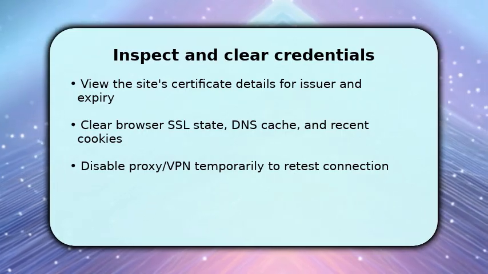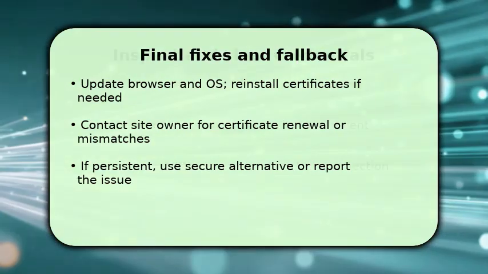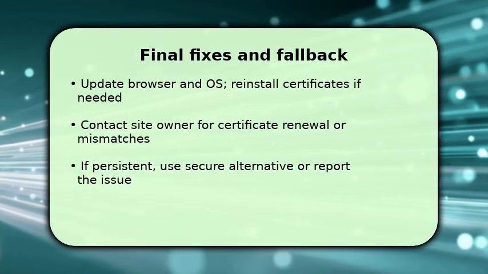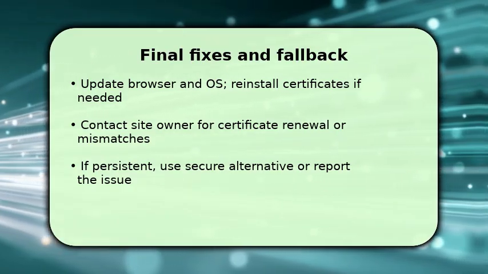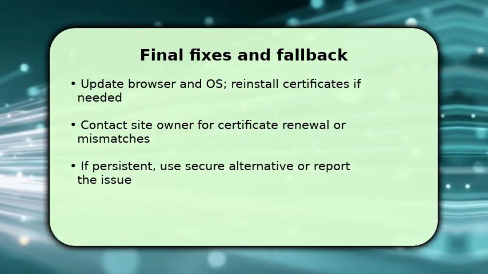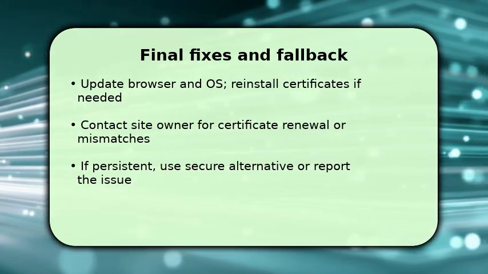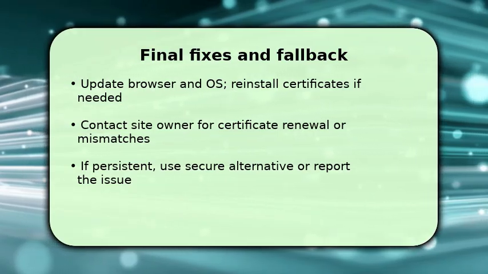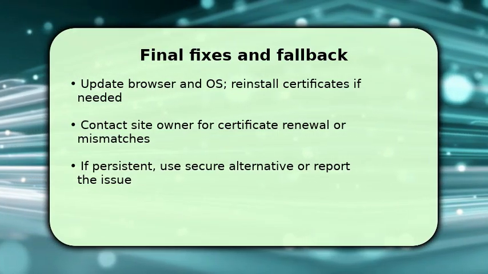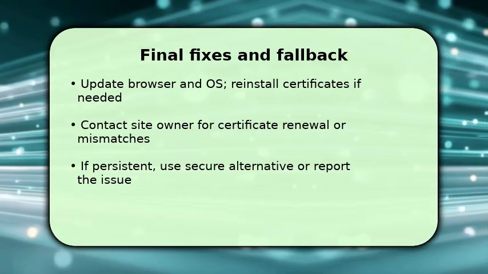To finish, update your browser and operating system to ensure trusted root certificates are current. If a specific certificate shows as untrusted, reinstall the missing root or intermediate certs from a trusted source. If the certificate is expired or for a different domain, contact the website owner so they can renew or correct it. Make sure to use a secure alternative site or wait for a fix rather than ignoring warnings. Troubleshooting tip: if errors persist.